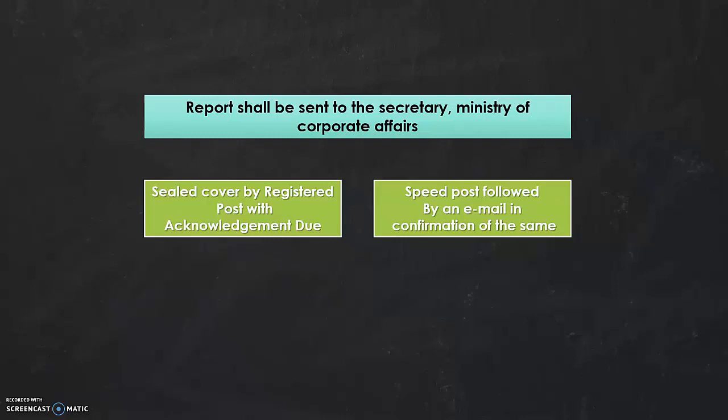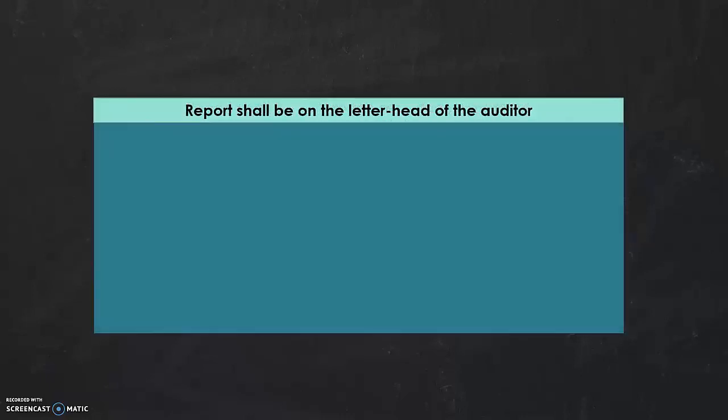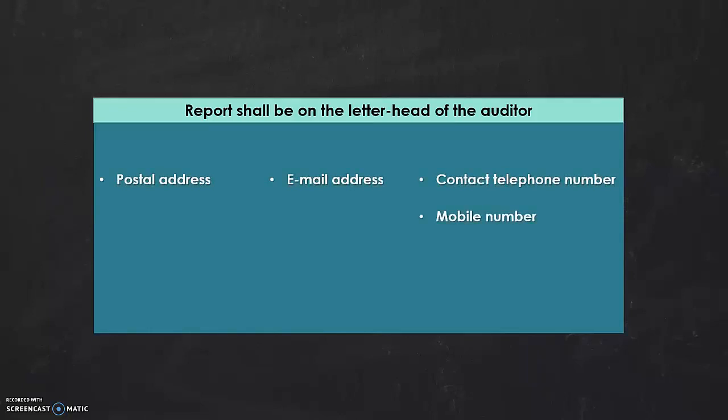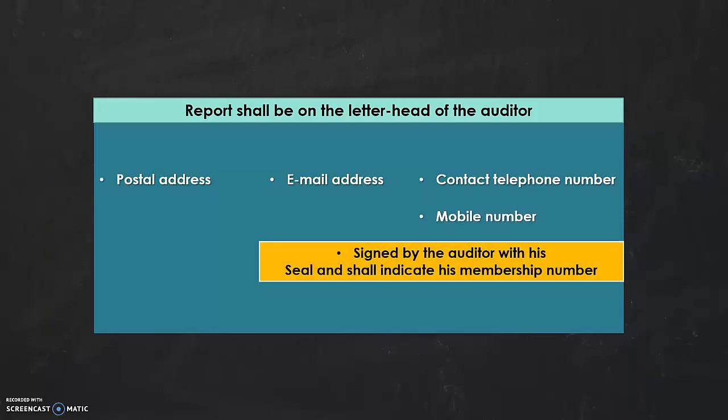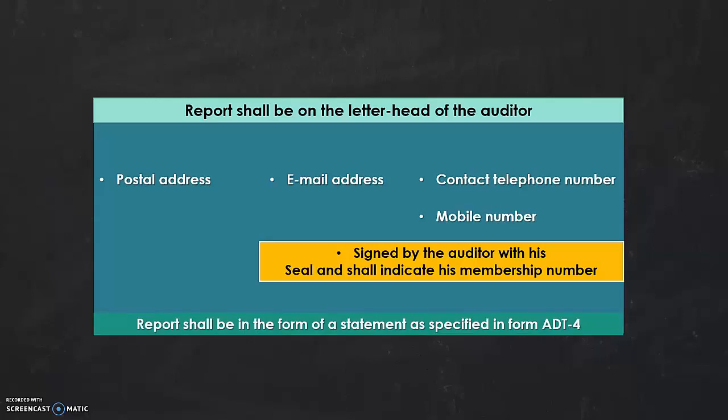Okay. Then this report should be in the letterhead of the auditor, and that letterhead should have postal address, email address, contact telephone number, mobile number of the auditor, and it should be signed by the auditor with a seal, and it should indicate his membership number. And this report should be in the form of statement as specified in form ADT 4.